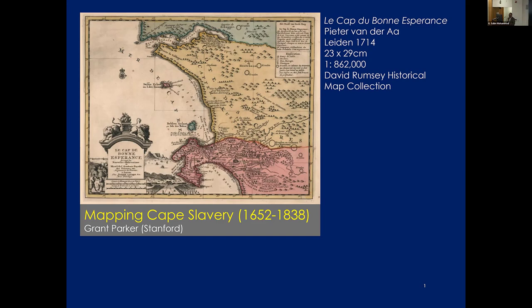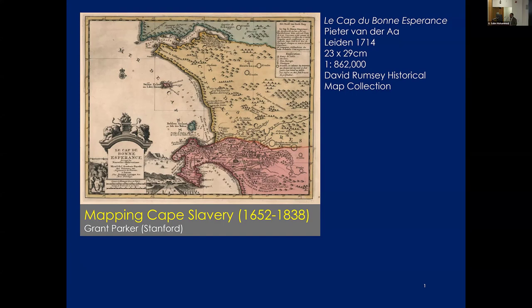I will use this map as my base point, and Peter van der Aar is known, shall we say, for the quantity rather than the quality of his mapping. He produced an enormous number of maps. He was apparently quite indiscriminate in using other people's maps. Nonetheless, for reasons that I hope will become clear, this map is a useful starting point as I try to make sense of enslavement at the Cape of Good Hope in the 18th century via maps.